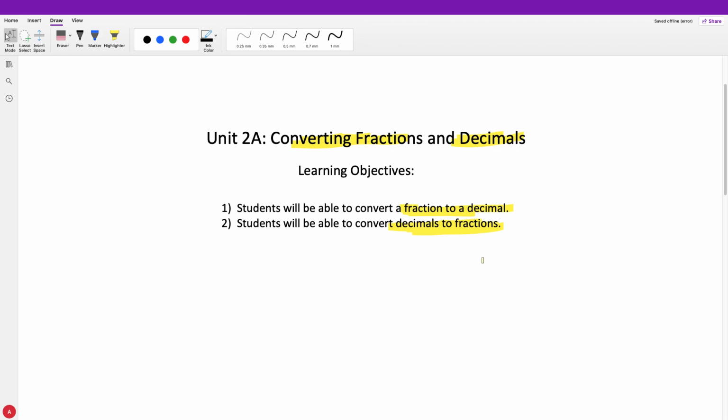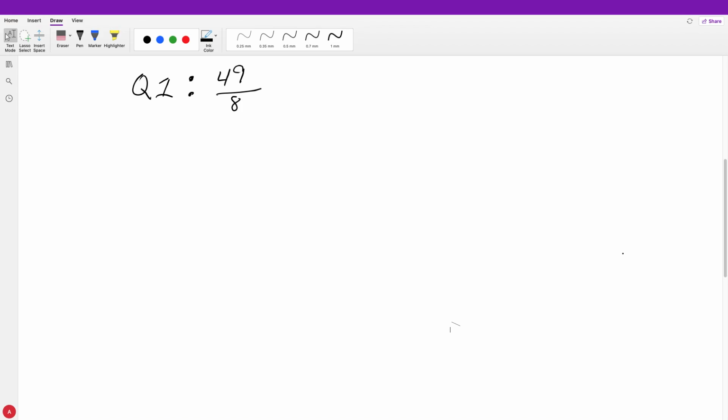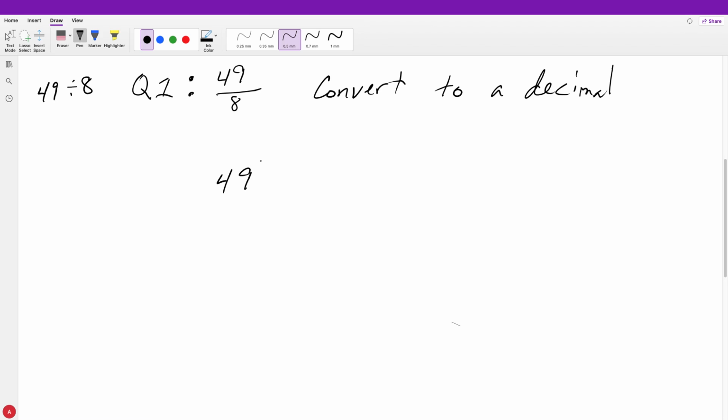All right, there's only 3 examples we're going to go through. Remember, when we're converting from a fraction to a decimal, because that's what we will be asked to do here, we can remember that that fraction bar means division. So I can go ahead and say, okay, we are just going to do 49 divided by 8.